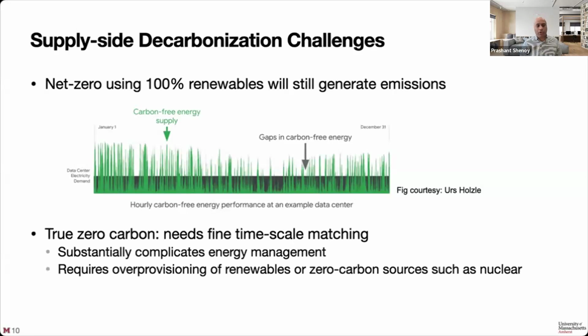And this brings me to my point from the previous slide, which is true zero carbon really needs more fine time scale matching, where the green line is carefully matched to your black demand curve at all times. And to do this, you might really need to significantly over provision your renewables, which is quite expensive. Okay? Or you have to switch to zero carbon sources and nuclear, which is also quite expensive. But technology companies, as you may have seen in recent headlines, are beginning to do exactly that.